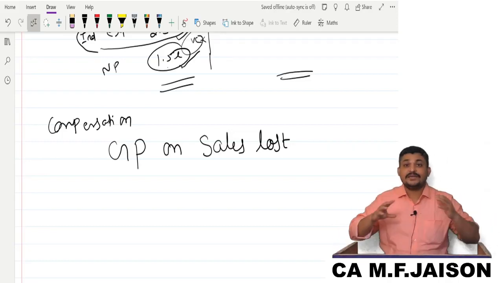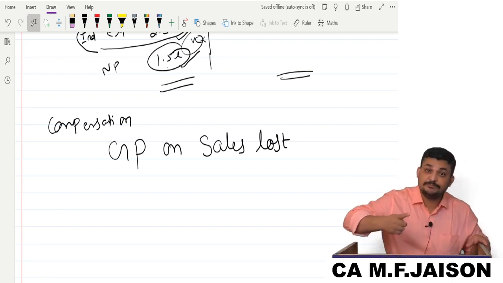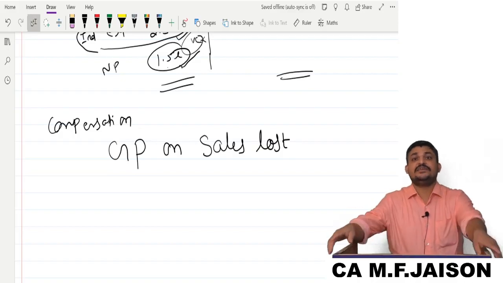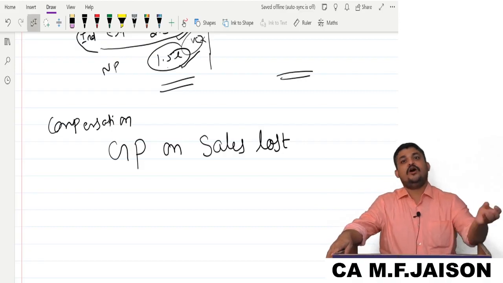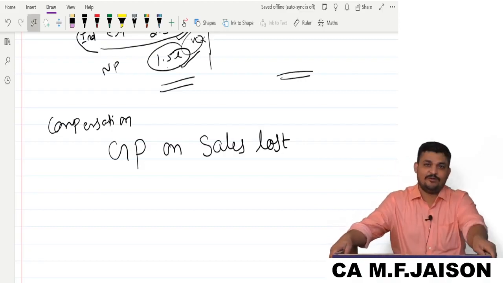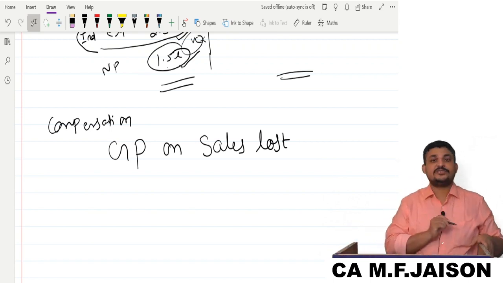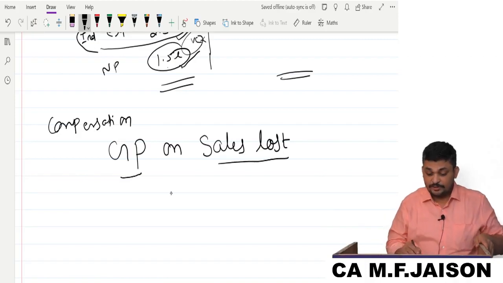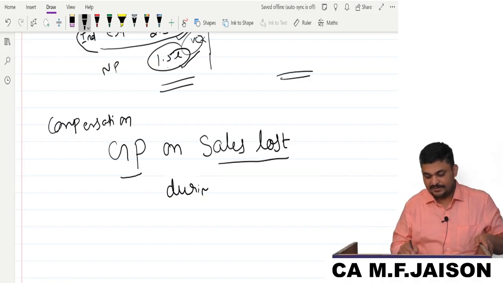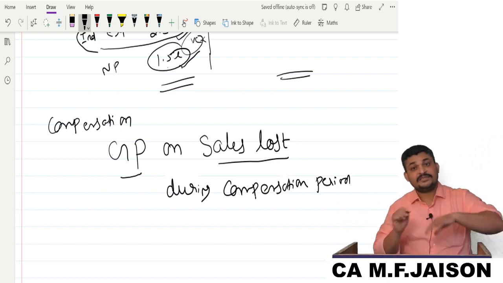So thereby, the compensation period, I'm going to define for you: the compensation period will be the indemnity period or the interruption period, whichever is less, whichever is lower. That is how you should understand. Now I am refining it like this. Compensation should be gross profit on sales loss during the compensation period. I am naming that as compensation period.